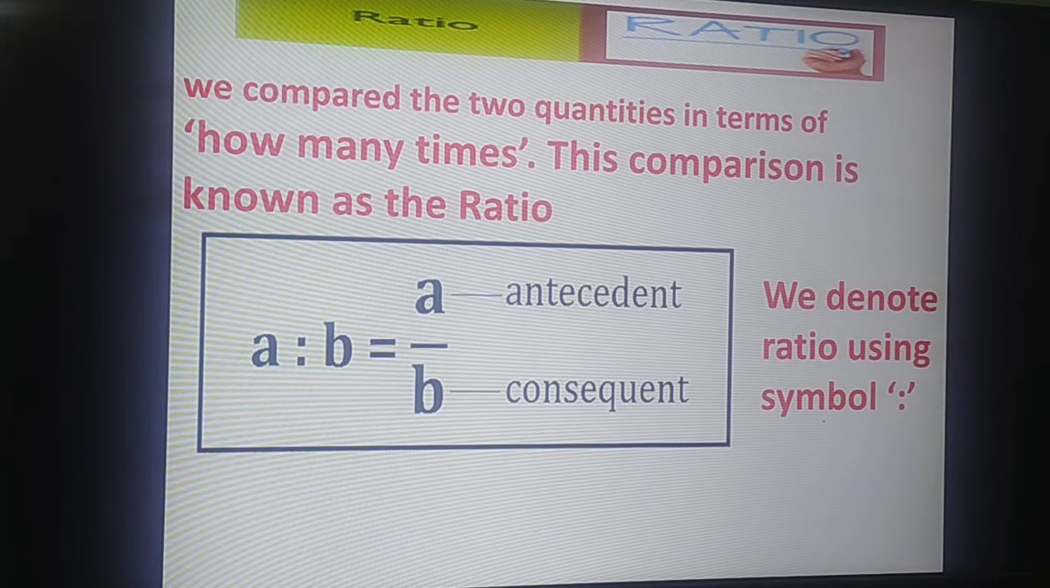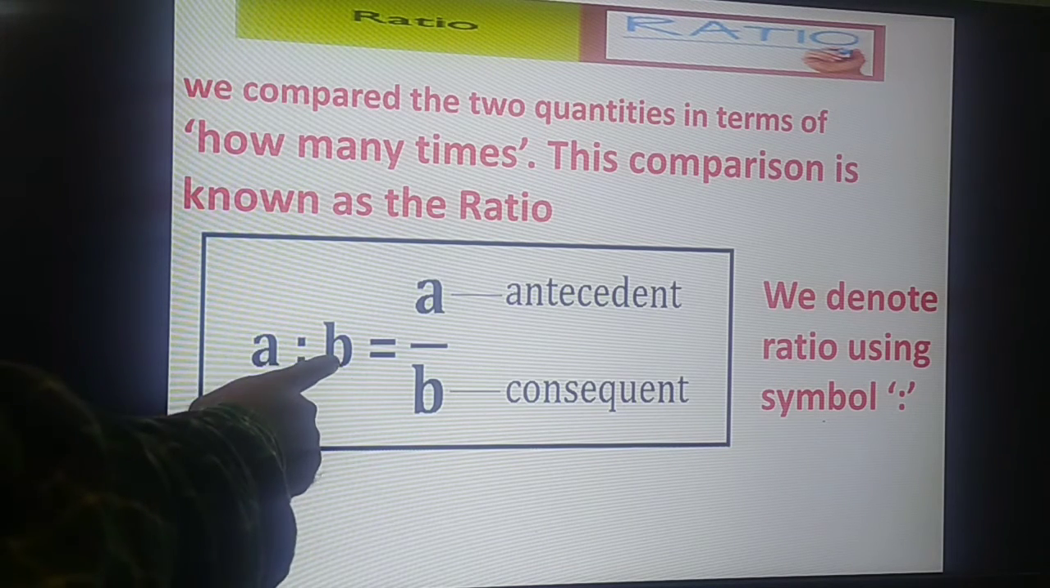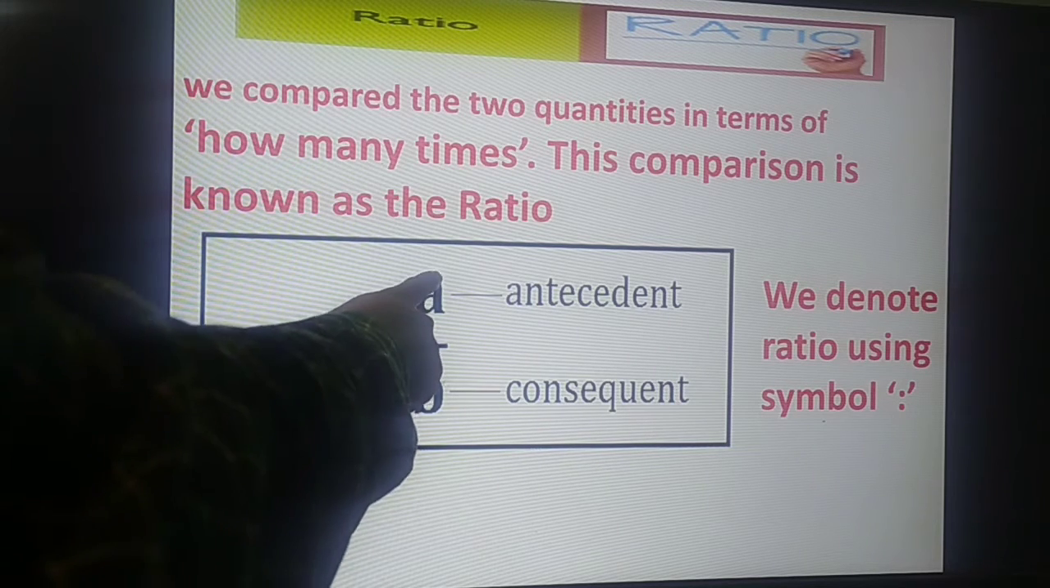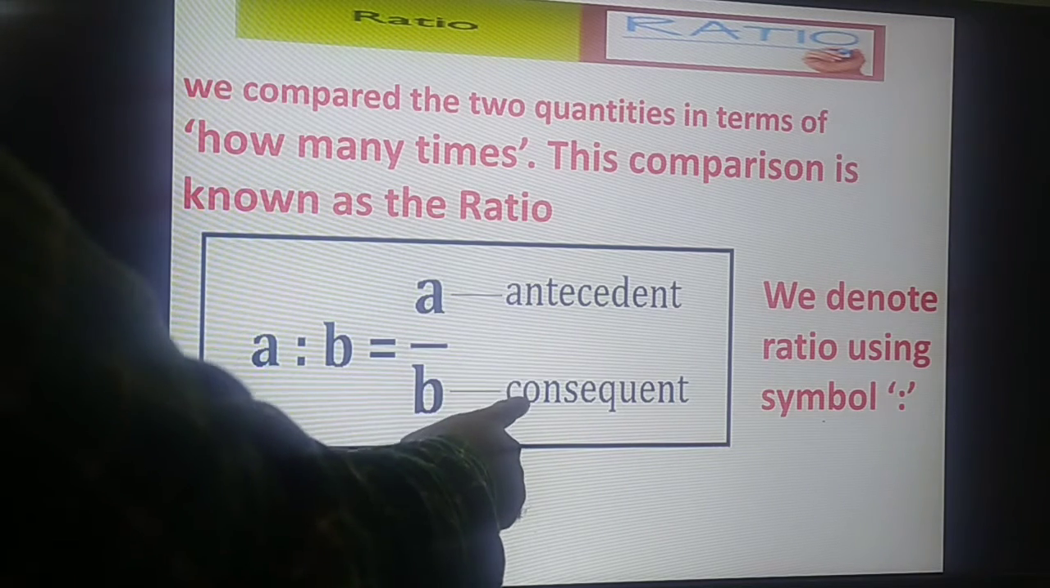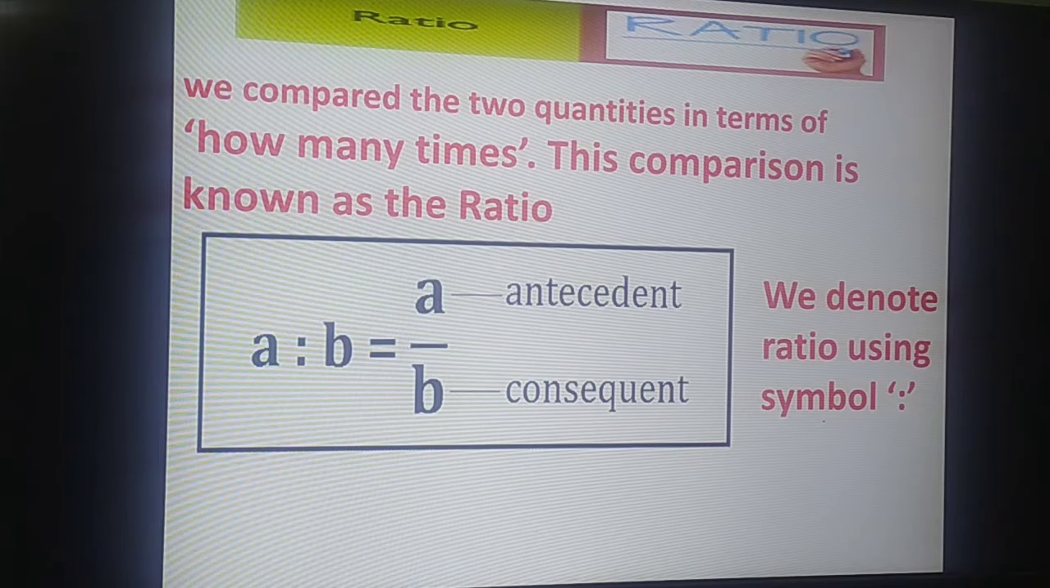Ratio means comparison by division. So, A is to B means the ratio of A and B, that is A by B. A is the antecedent and B is the consequent.